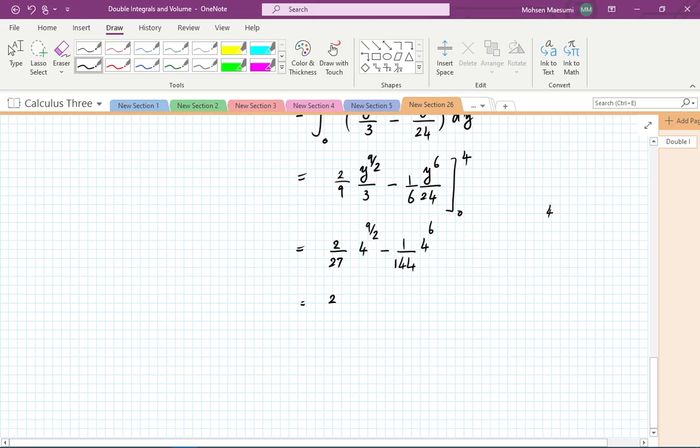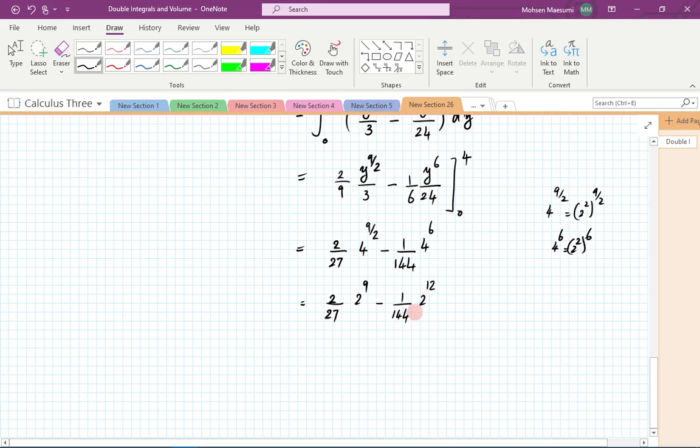So 4 to the power of 9 halves, how do you clean that up? This is 2 squared to the power of 9 halves. So this becomes 2 to the power of 9. And I see all base 2's here, so maybe 4 to the power of 6, I can write it as 2 squared to the power of 6. So that I can write it as 2 to the power of 12.